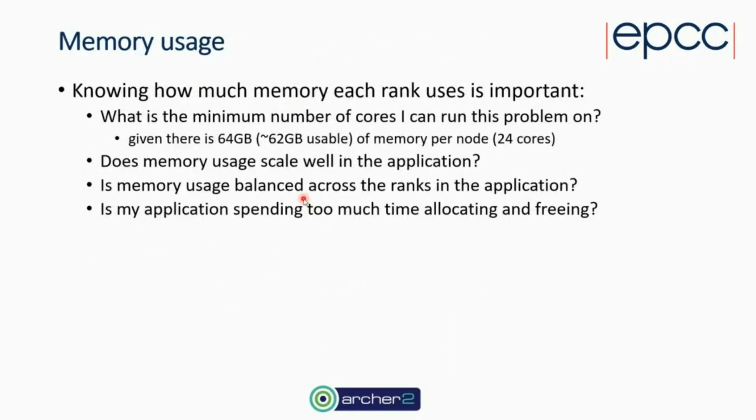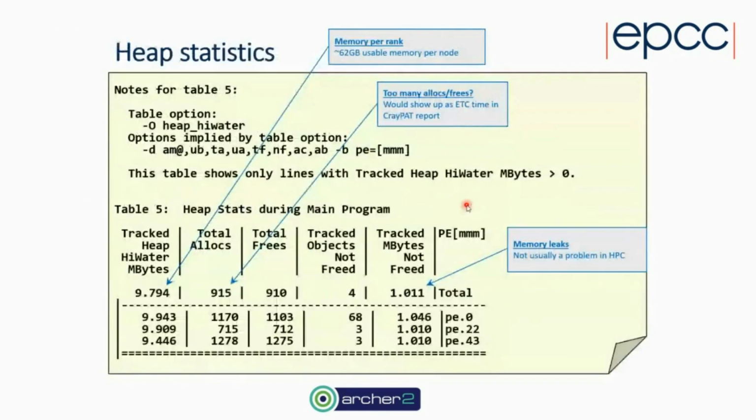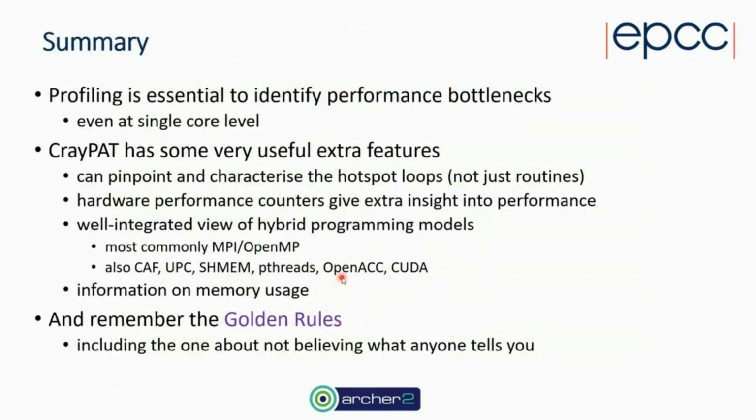So there are some quite nice features in there, and CrayPat will also tell you how much memory each process is using. I need to update these numbers because they're wrong, but it can help you work out the number of cores you can run on. In a parallel application, if one process is using more memory than the others, you can get heap statistics from CrayPat as well.